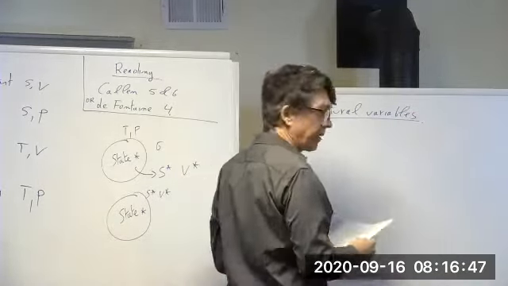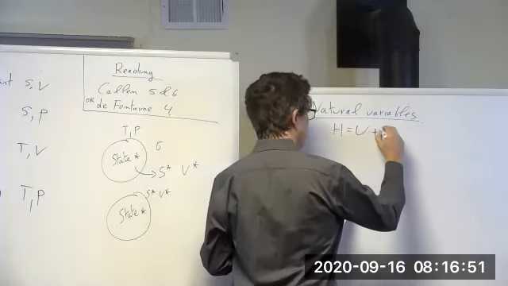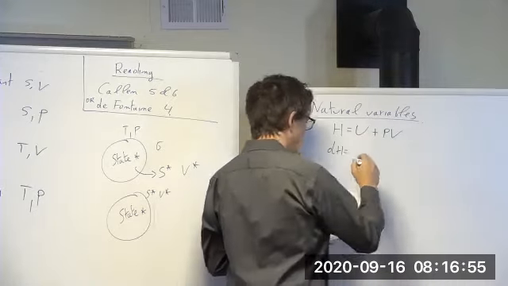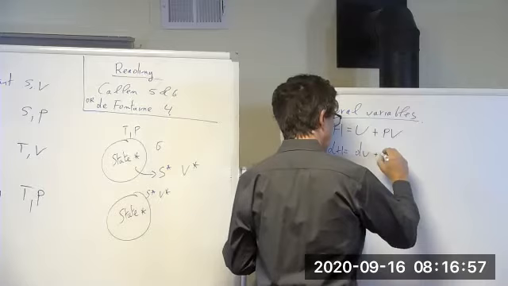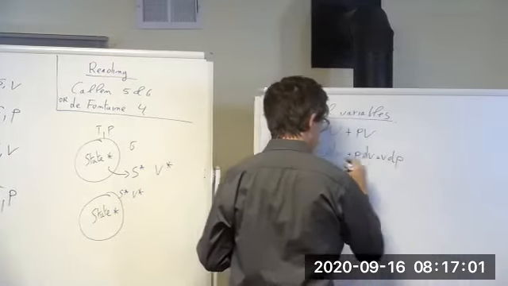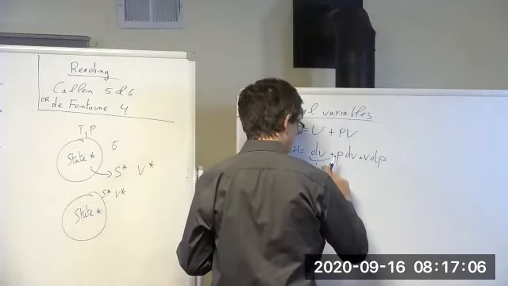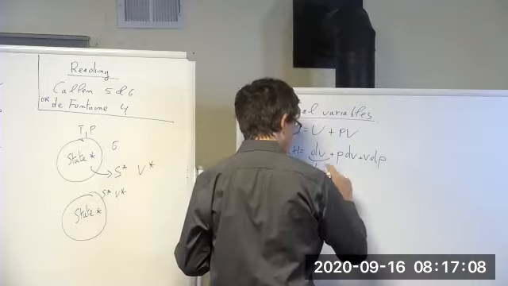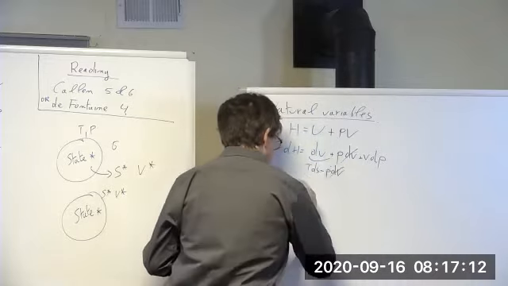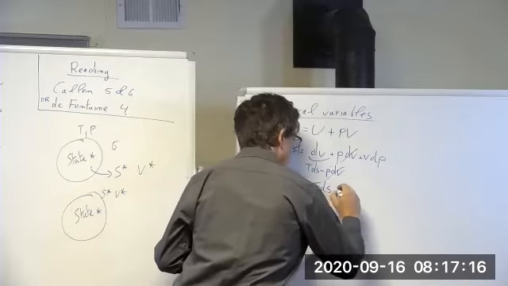And the way you find them is from the differential. So let me do that for enthalpy. H is U plus PV. So dH is dU plus PdV plus VdP. And the dU is TdS minus PdV. So the PdV cancels. So dH is TdS plus VdP.